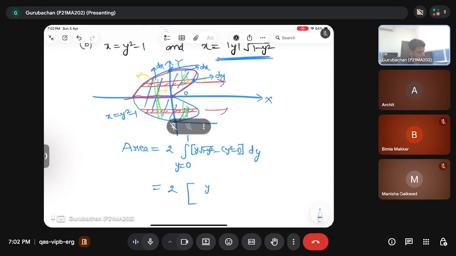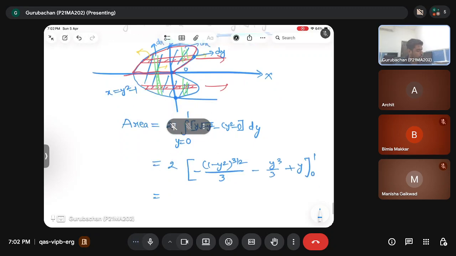So this will be minus 1 minus y square to the power 3 by 2 divided by 3, minus y cube by 3 plus y, from 0 to 1. So you can calculate this value. So this will come out to be 2. Are you getting the same value? Sir, calculating. Okay.